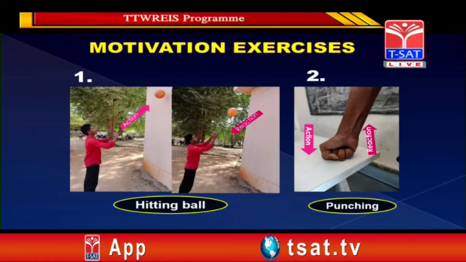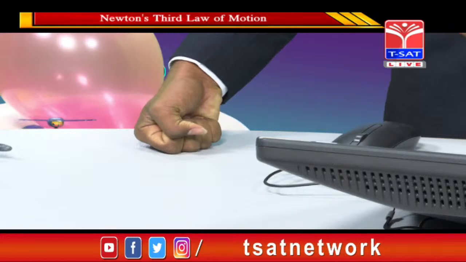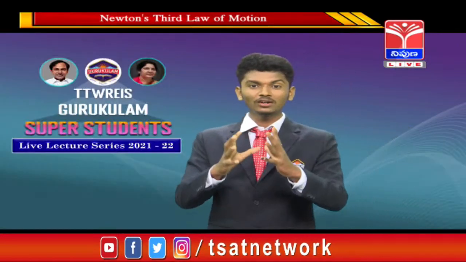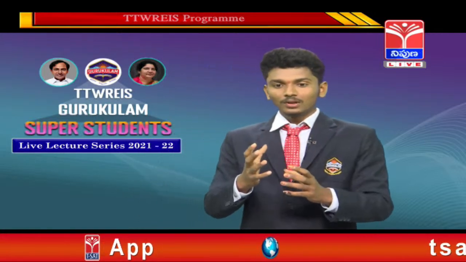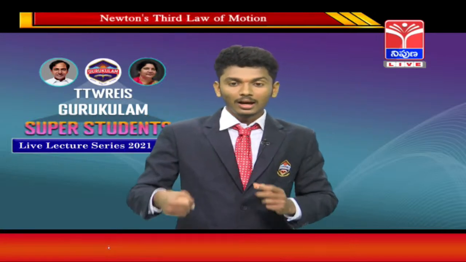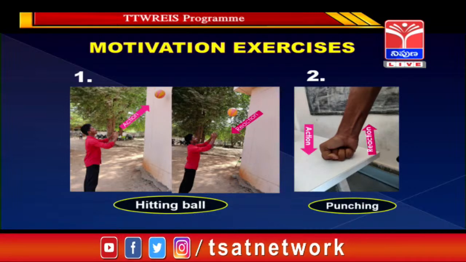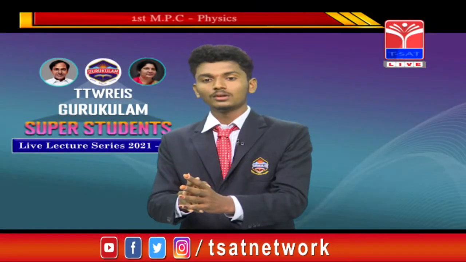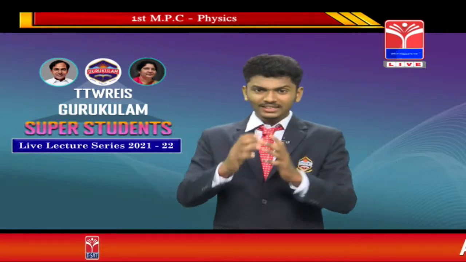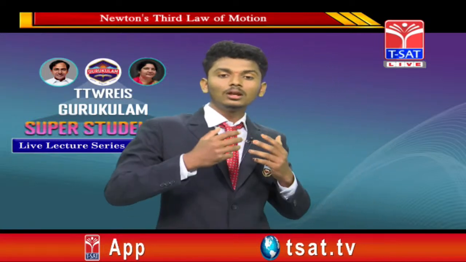your hand to the table. Friends, punch your hand to the table. Yes. Friends, have you observed anything here? Yes, we observed that the force exerted by our hand on the table and the force exerted by the table is equal and opposite in direction. Yes, by these 2 examples we can say what we are going to learn today.